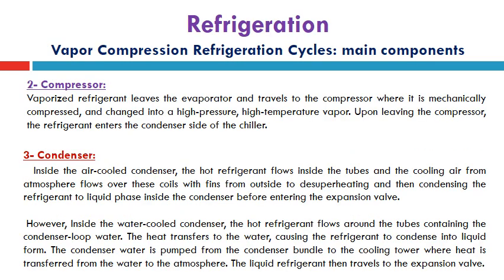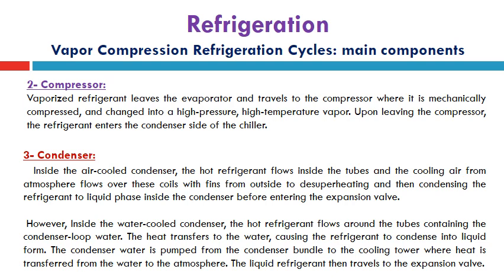2. The compressor. Vaporized refrigerant leaves the evaporator and travels to the compressor where it's mechanically compressed and changed into high pressure and high temperature vapor in the superheated zone, as will be shown on the pH diagram. This temperature may be named the discharge temperature, and it is the maximum temperature observed in this cycle.